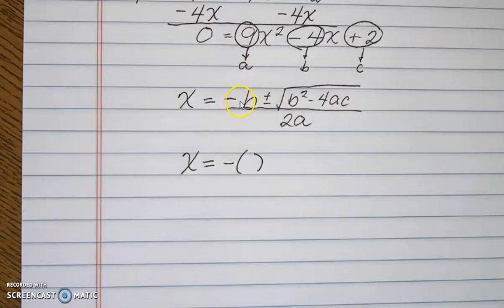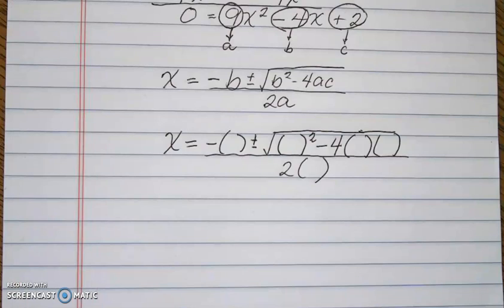So this is b right here. Copy down plus or minus, copy down the radical. Instead of b, put parentheses, copy down the squared. And so this now is how it would look like. And then plug your variables, your a, b, and c, inside the parentheses. So now this is how it would look like.